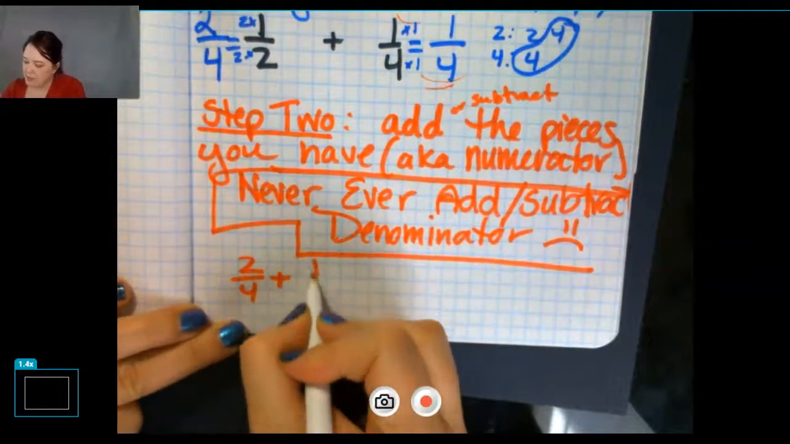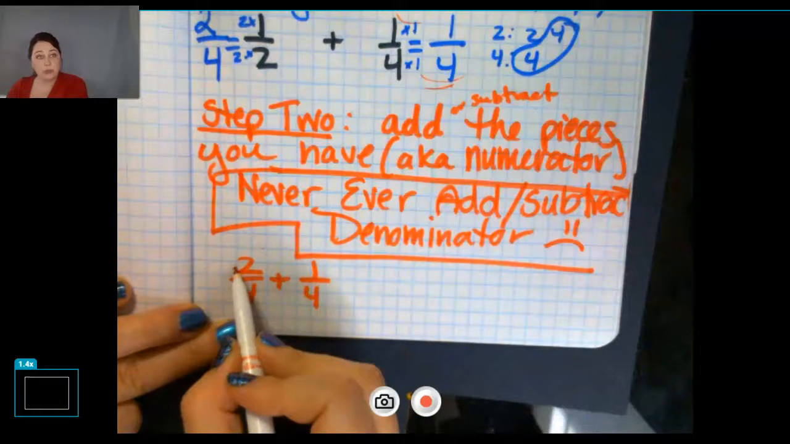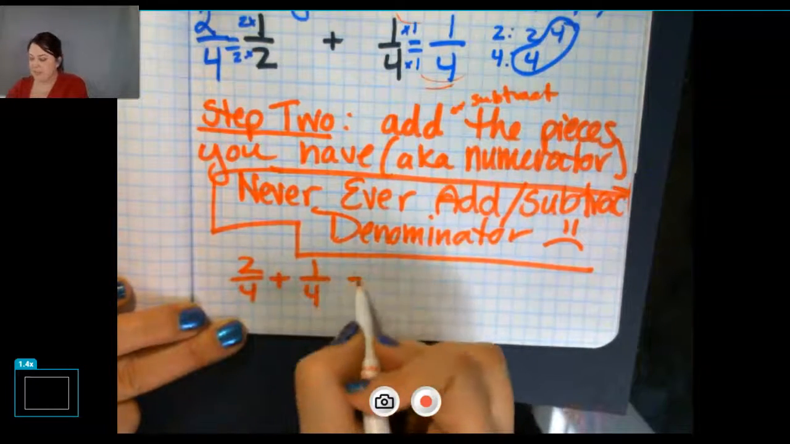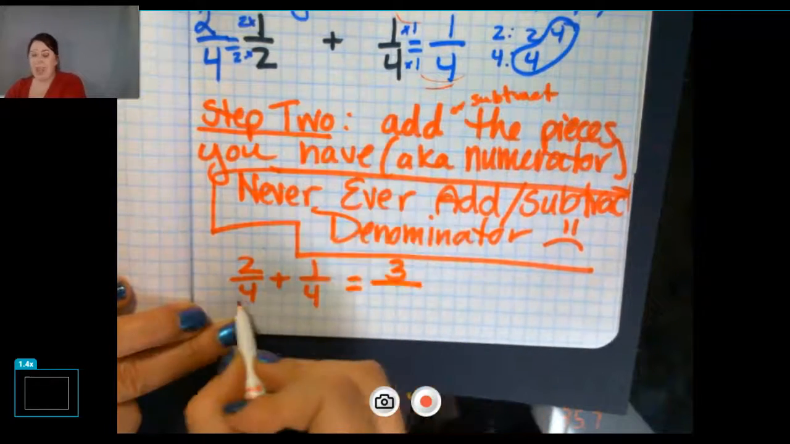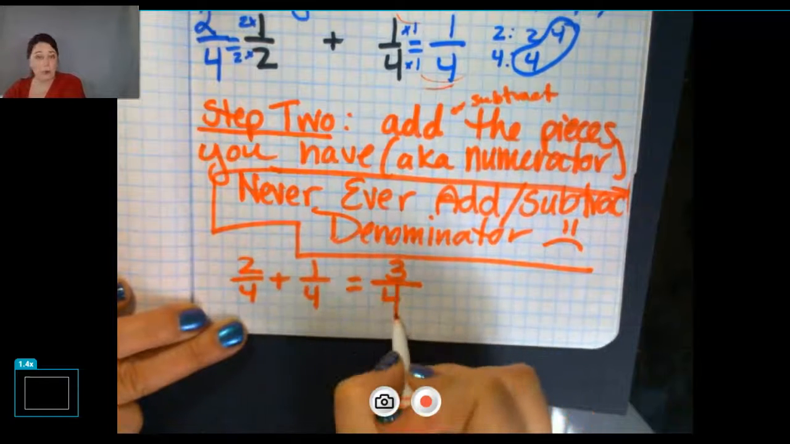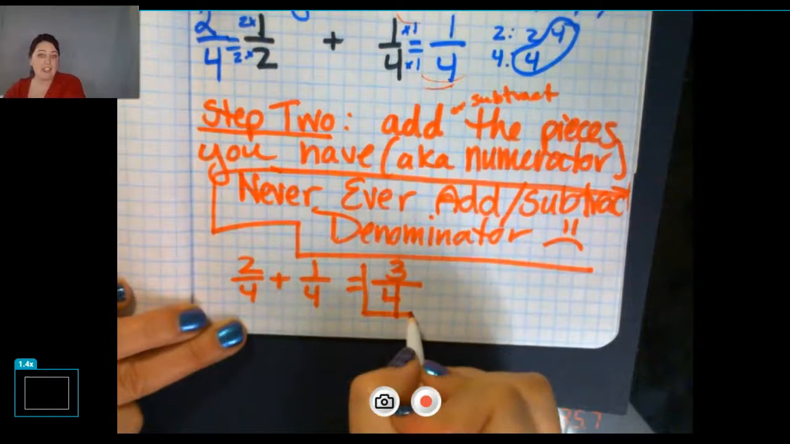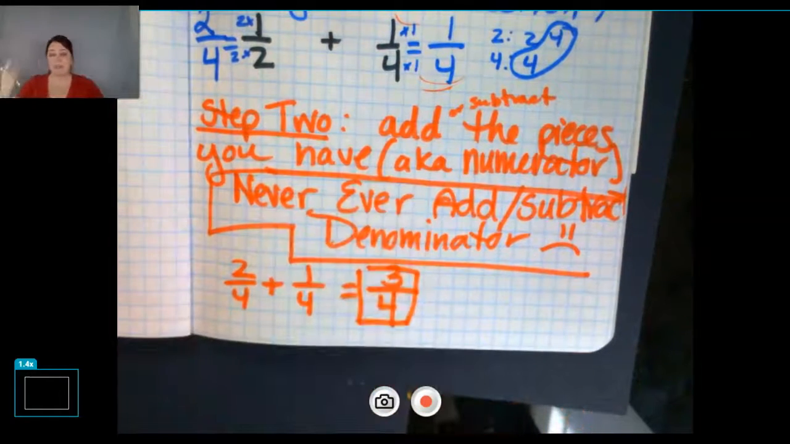2/4 plus 1/4. 2 plus 1 is 3, and it's still cut into fourths. So my answer is 3/4. Step 1, make both denominators the same. Step 2, add the numerators. Never, ever, ever add the denominators. Step 3 is to simplify if you have to.